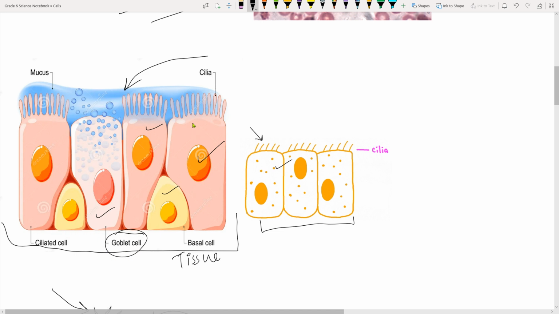The ciliated cell itself doesn't produce any mucus. It just moves it around, right? It's designed for that, and you see the nuclei are bigger than those of the basal cells, because it's got a function, so it needs to control that function.